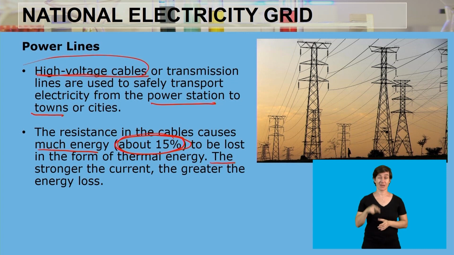The stronger the current, the greater the energy loss. So if the current on these wires is very strong, the amount of energy that is going to be lost as we transport this electricity is going to be higher than 15%. But the right type of material will allow us to lose at most 15% of the energy that we produce from the power stations.